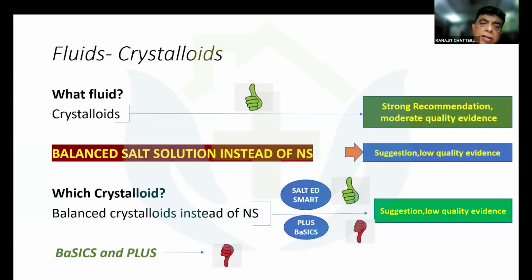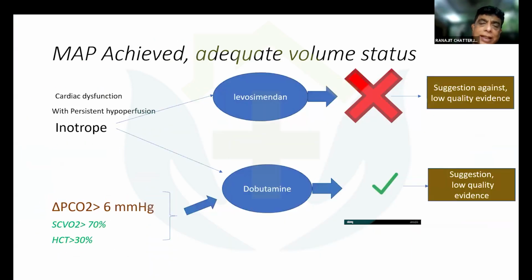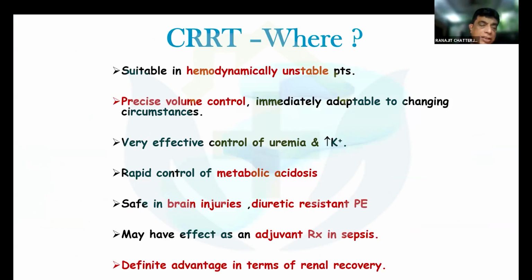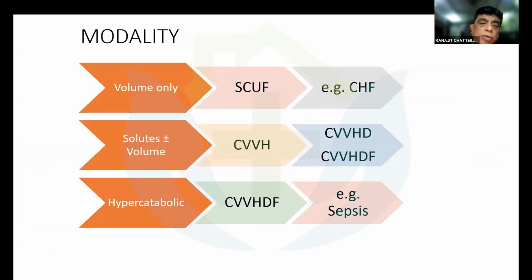So I start here continuous renal replacement therapy rather than considering intermittent renal replacement therapies like SLED or IHD or intermittent hemodialysis. Remember, it is indicated in kinetic resistant pulmonary edema, brain injuries. It may be an adjuvant therapy to sepsis because it removes the middle molecules. And there are some observational studies, not randomized control trials, showing advantage in terms of renal recovery. It means that once the patient comes out of this situation, the patient does not land up into persistent renal failure.